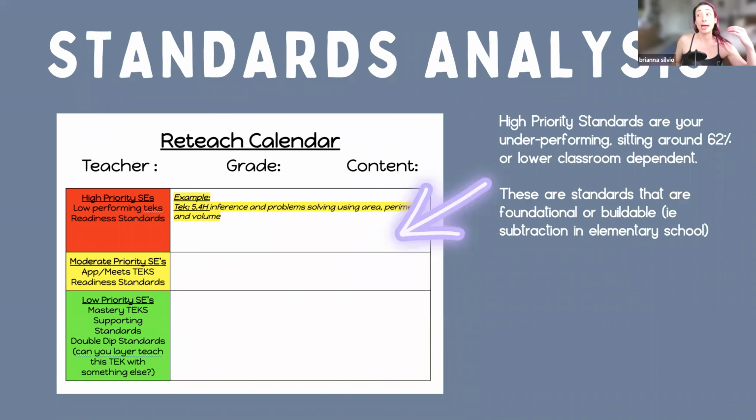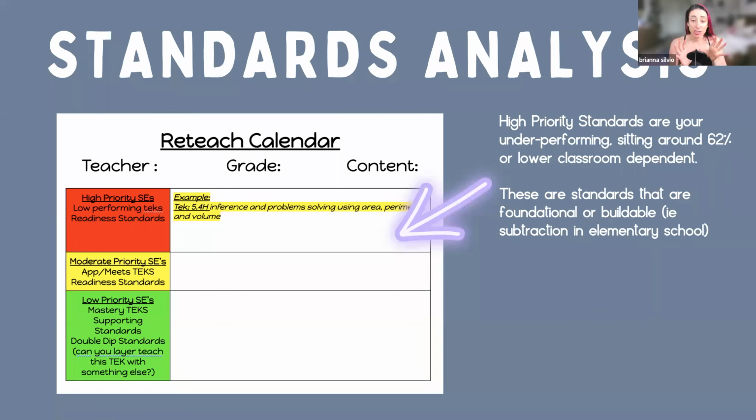But if I am teaching at my daughter's school, high priority standards might be anything underneath 80%. It just kind of depends on your classroom specifically. And it might even be down from period to period. Your first block, your first period might be crazy high. And second period might be crazy low. So it might just depend from that perspective.